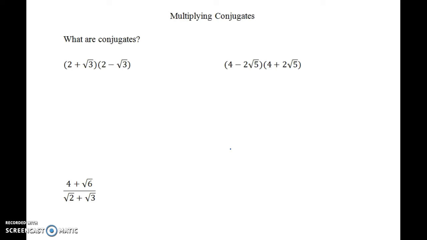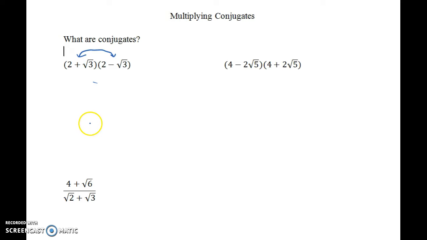In this video, we're going to talk about working with conjugates. So, what are conjugates of binomial radical functions? Well, conjugates are, like in the first example, where the second piece of your binomial is the opposite. For example, we have a positive here, and we have a negative over here. So positive, negative, that makes the conjugate.